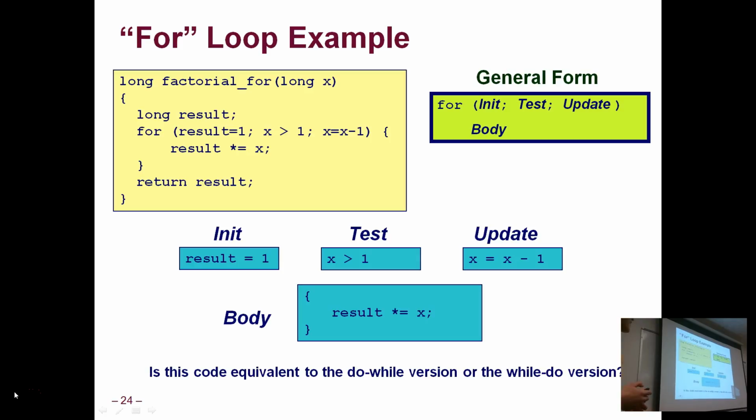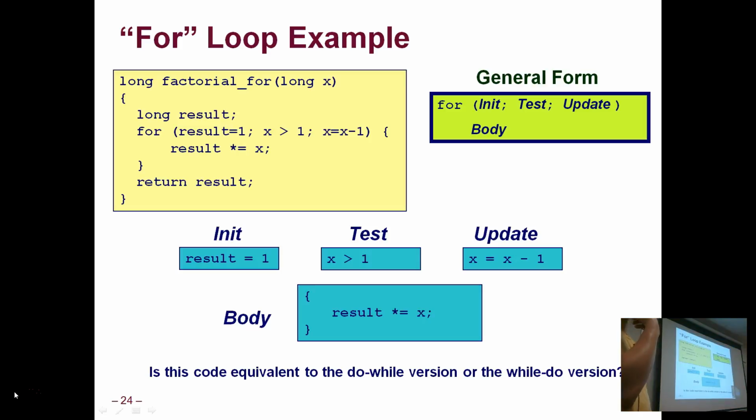Yeah. Okay, so here's a factorial done as a for loop. If you recall, the for loop has an initialization, a test, and an update, and then your body. So this is the exact same code: result equal to 1, as long as x is greater than 1, and then you subtract 1 on the update, and you accumulate x into result. So init, test, update. Do you think this code is equivalent to the do-while or the while-do?